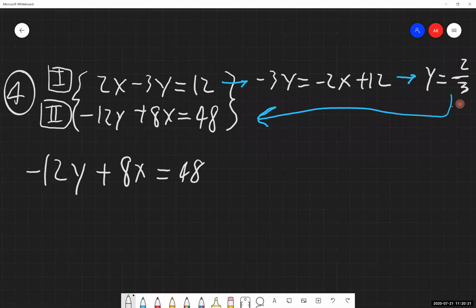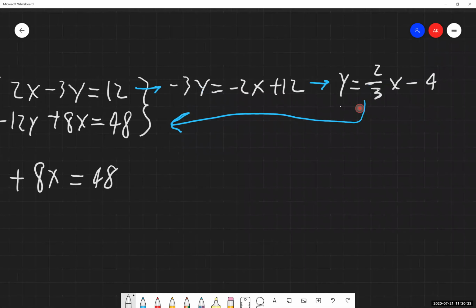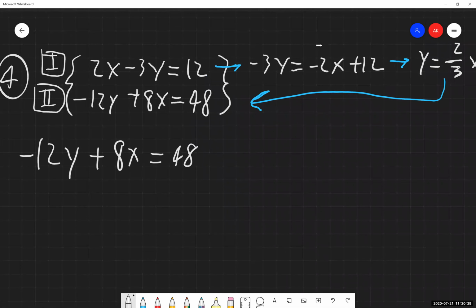So again, I'm substituting this value that we found here in for our equation, in for equation 2. So again, plugging that value in, I have 2/3 x minus 4.